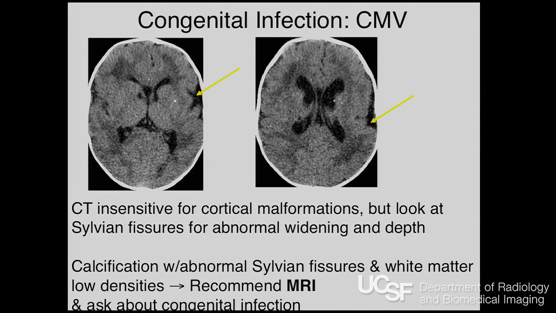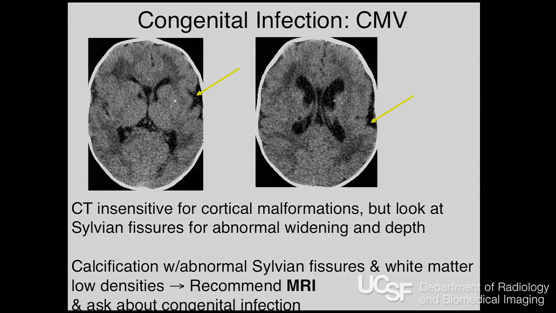I mentioned congenital infection as a cause of polymicrogyria, and so this is a young infant who presented with seizures, and we can see that there are some calcifications in the parenchyma, so we're thinking about congenital infection. CT, as I mentioned, is not as good as MRI for looking at the pediatric brain, and especially when we're trying to assess the sulci, it can be very challenging on CT.